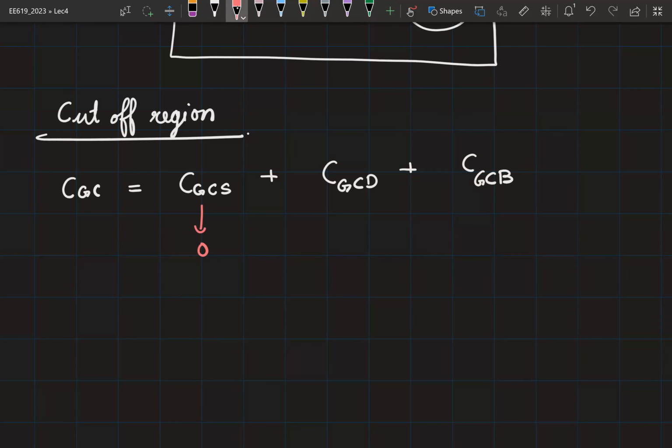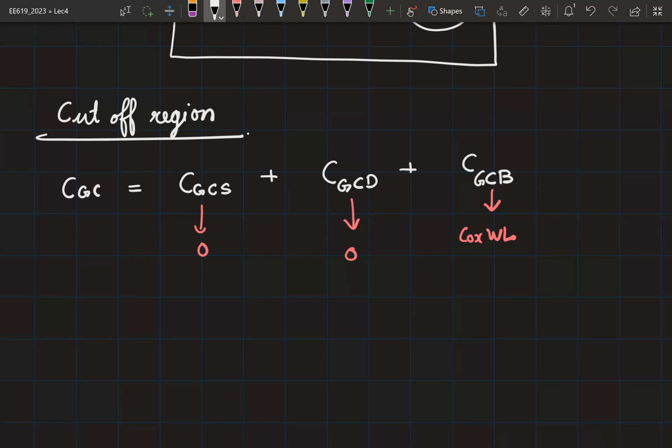And this one? This will be equal to COX into W into L, because we are now around the lesser than VTH, right? So there is a possibility of having a depletion region. Sorry, even before that, VTH is equal to 0. So even the depletion region is not present. So you are looking at the gate and the surface concentration of the holes in the substrate. So this will come out to be COX into W into L.